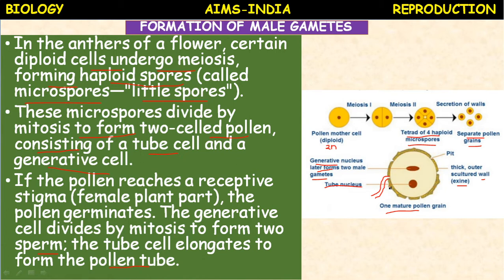Okay children, it's very simple. In the anther, the pollen mother cells, PMC, undergo meiosis and produce 4 pollen grains, each pollen grain consisting of a generative cell and a tube cell. The tube cell develops into the pollen tube during the germination of the pollen grain when it reaches the stigma of the flower, and the generative nucleus breaks into two male gametes, two male nuclei.